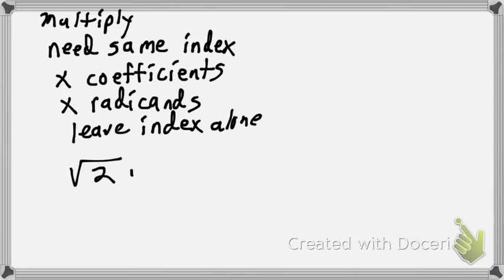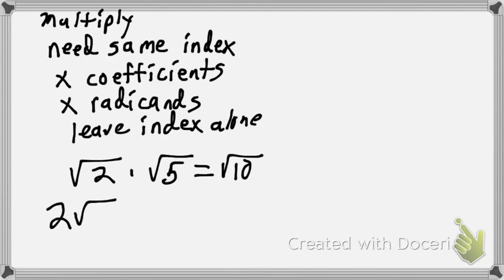Leave the index alone. So for example, if we have the square root of 2 times the square root of 5, same index, 2. We multiply them together, and we get the square root of 10.